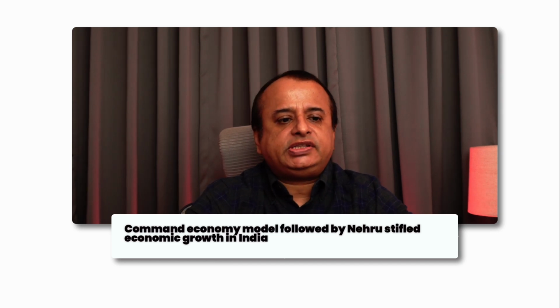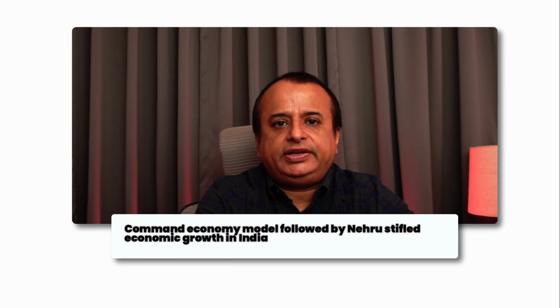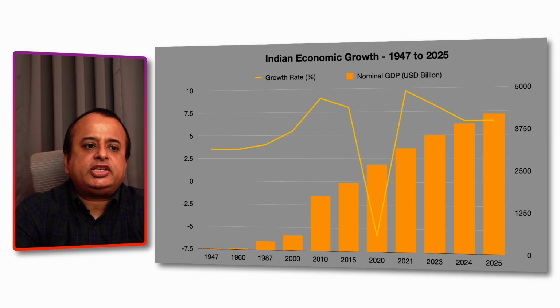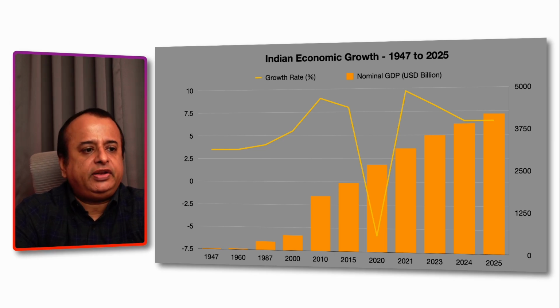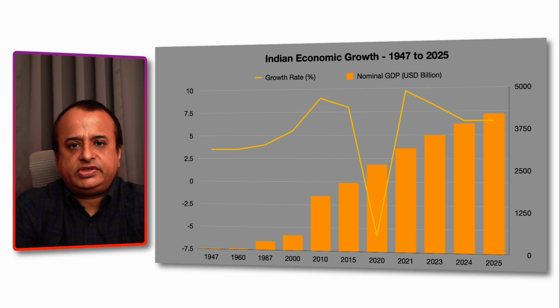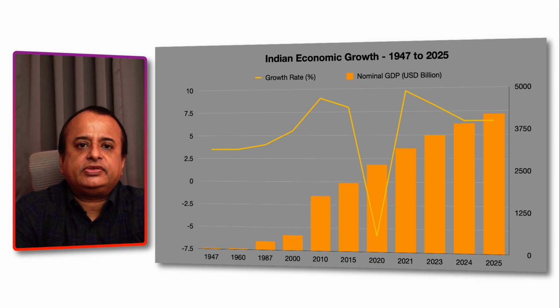So, we will now see what this model did to the country. This is a chart of economic growth from 1947 to 2025. You can see that for almost 50 years, the country never grew. We had a growth rate of 2.5-3%, not more than that. It's only in the 21st century that we started growing and acquired some pace, and in the last 15-20 years we have had a steady growth above 6%.